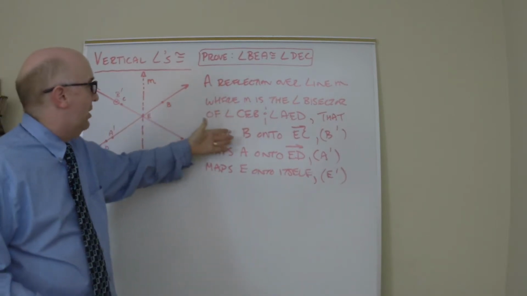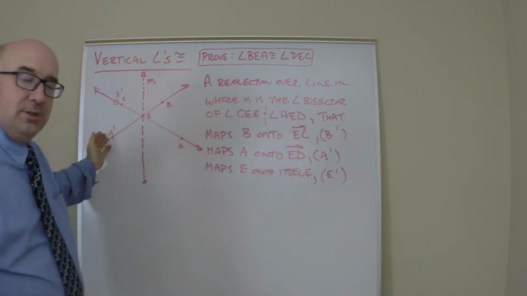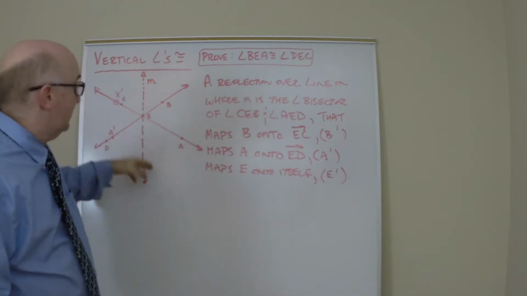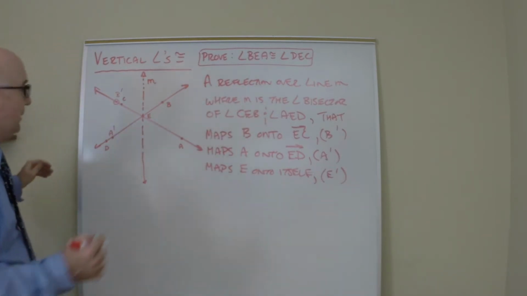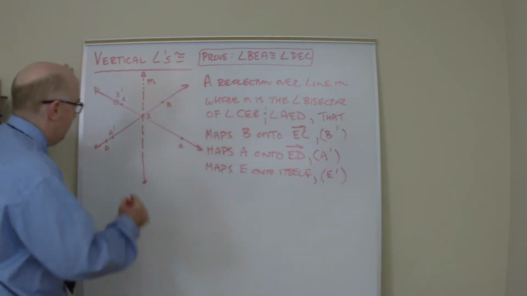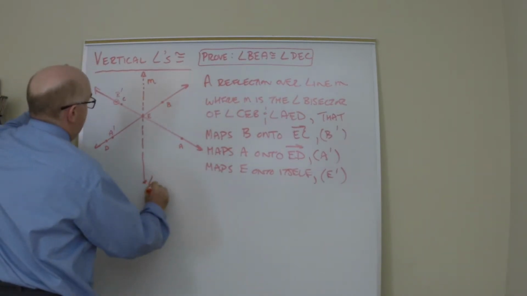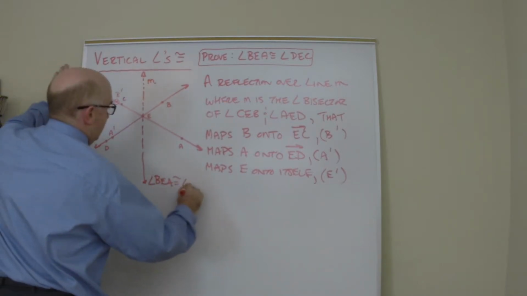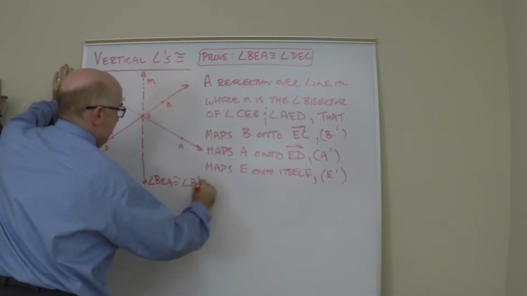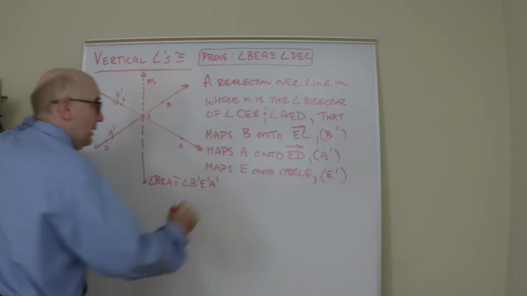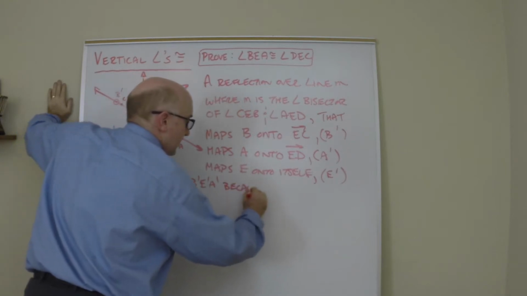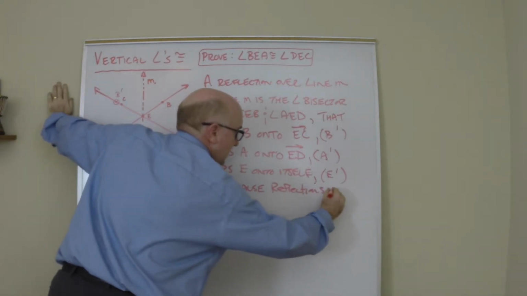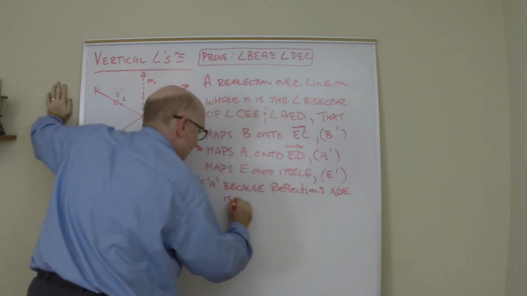Then we get B onto the other ray of that angle, B prime, and A onto its other ray. And then we would follow a very similar argument that we did before. Angle BEA is congruent to angle B prime E prime A prime, because reflections are isometric.